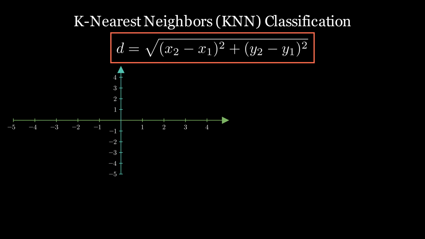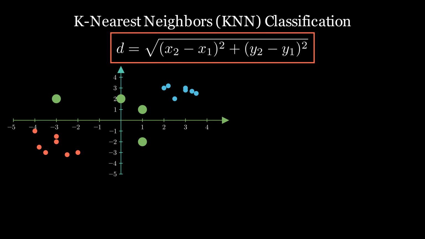Let's visualize KNN on a 2D plane. Here, we have an x-axis and a y-axis representing two features of the data. We have two classes of data points, red and blue. The red points belong to class A, and the blue points belong to class B. Our goal is to classify new, unseen points based on their nearest neighbors.